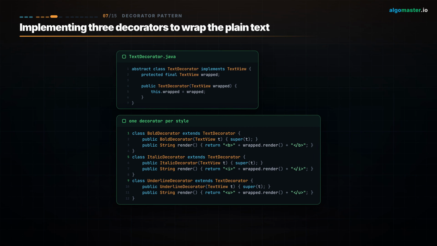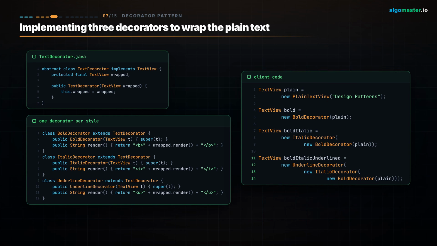We can then create separate decorators for bold, italic, and underlined text. The client can combine these decorators by wrapping them around one another to apply multiple formatting styles. Each decorator adds one responsibility and then delegates the remaining work to the object it wraps. And because every decorator implements the same text view interface, the client interacts with the text in exactly the same way, regardless of how many decorators have been applied.